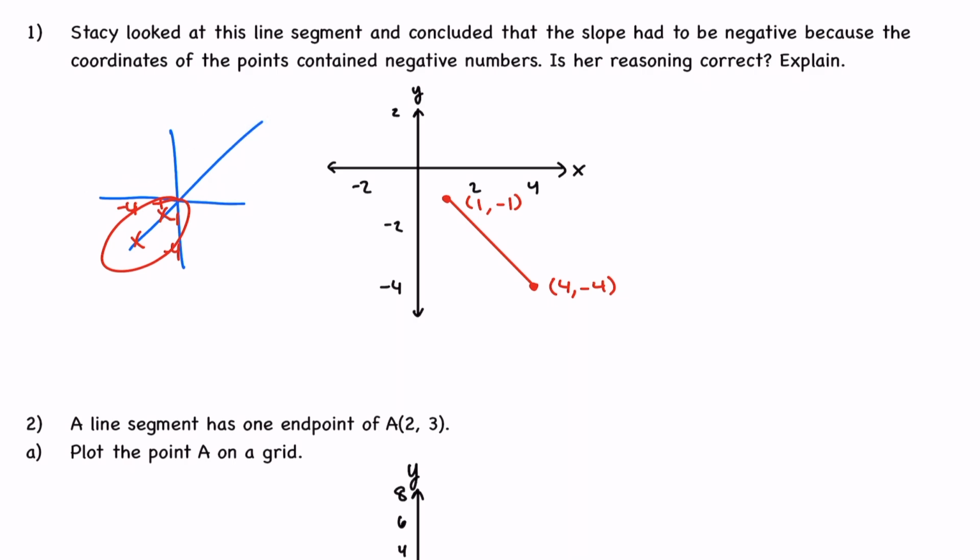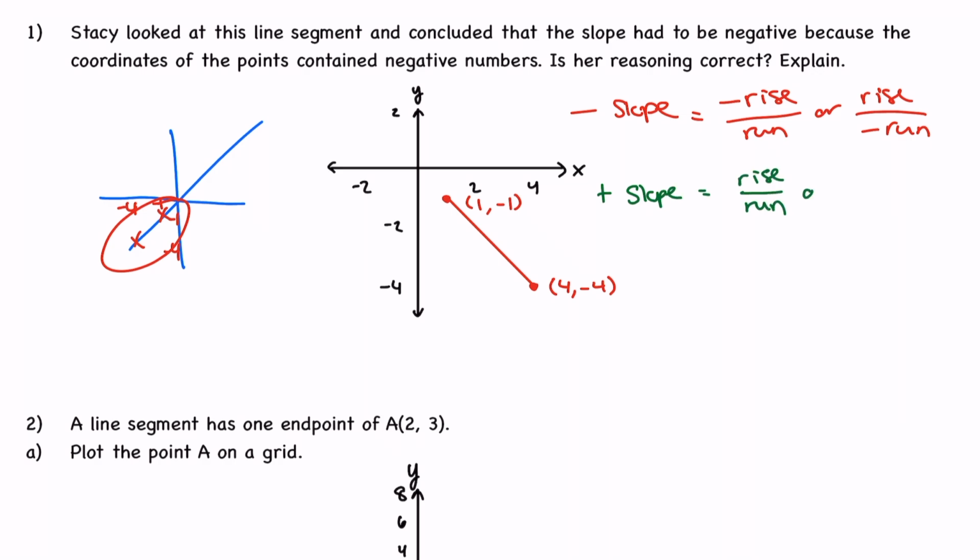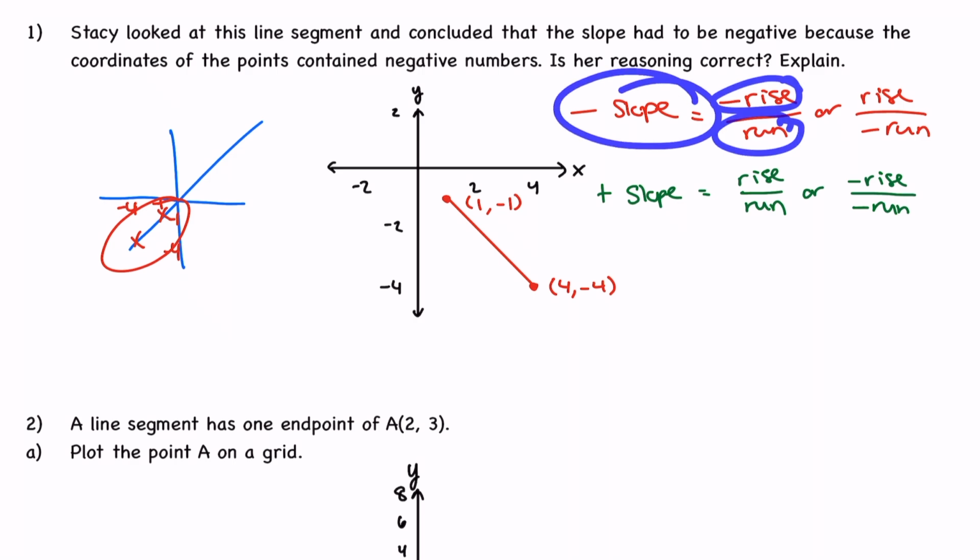Another way to differentiate a negative slope versus a positive slope is that a negative slope has either a negative rise or a negative run, not both. Whereas a positive slope has both a negative rise and a negative run, or a positive rise and a positive run. So if we look at our example over here, as we go to the right for our run, our run would be positive, we're going down for our rise, so our rise would be negative. So a negative rise and a positive run results in a negative slope.